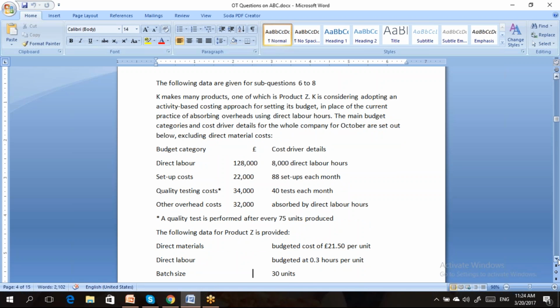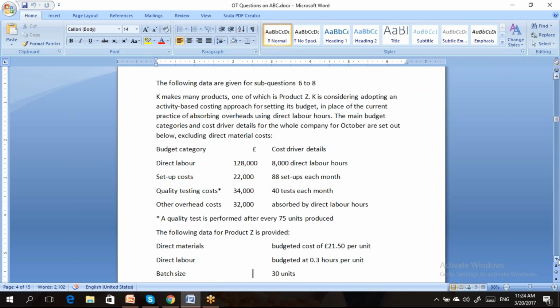K makes many products, one of which is product Z. K is considering adopting an activity-based costing approach for setting its budget in place of the current practice of absorbing overheads using direct labor hours. The main budget category is cost driver for October, set out below, excluding the direct material cost. So you have to remember, labor is not an overhead. So the 3 overheads that are there, split into the 3 activities, are setup, quality testing, and other overhead costs. Right?